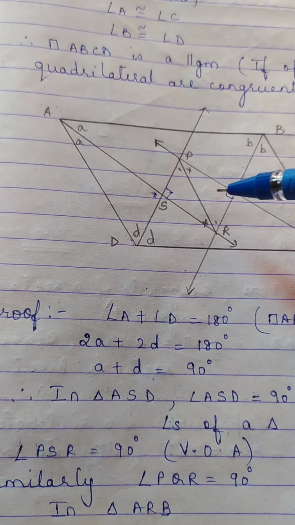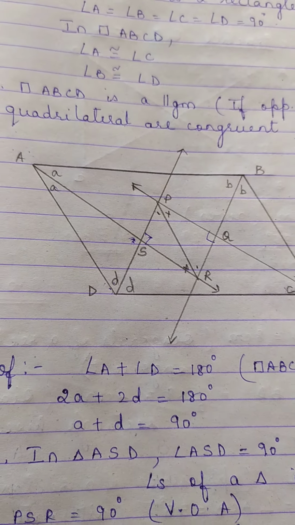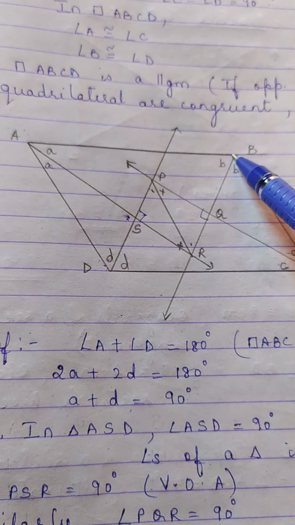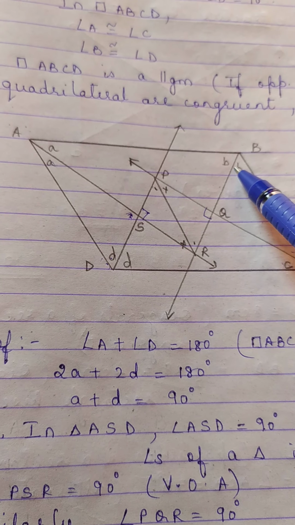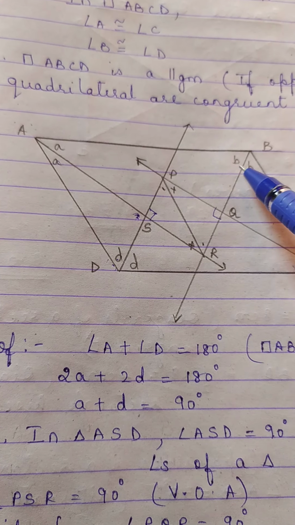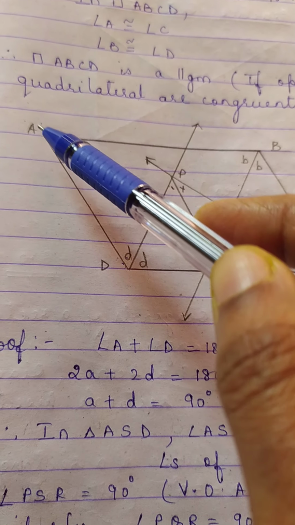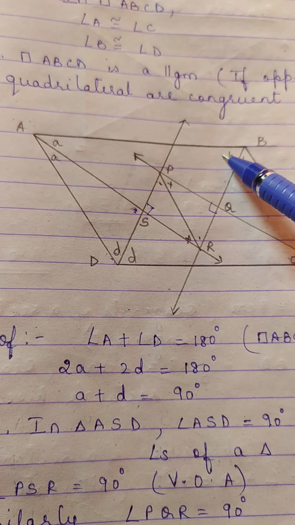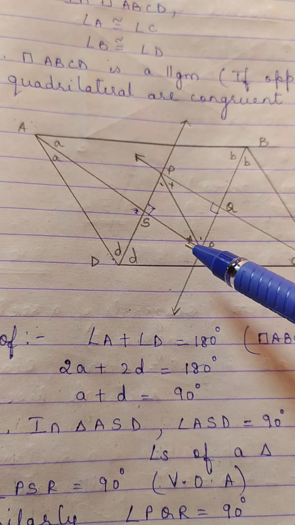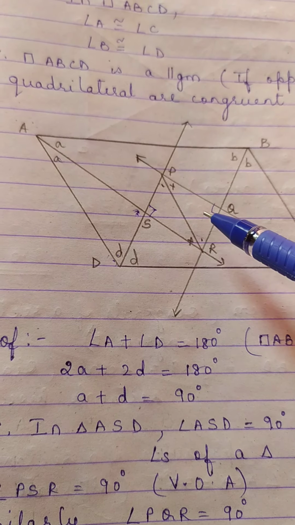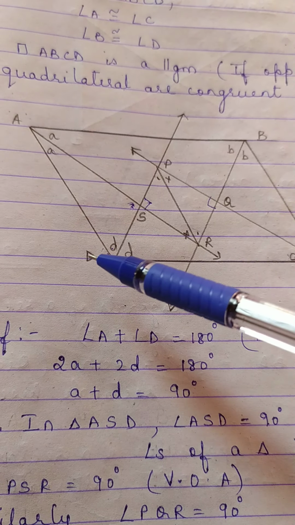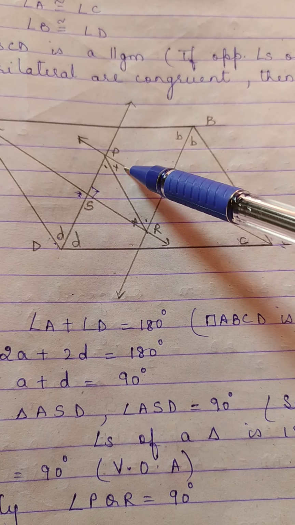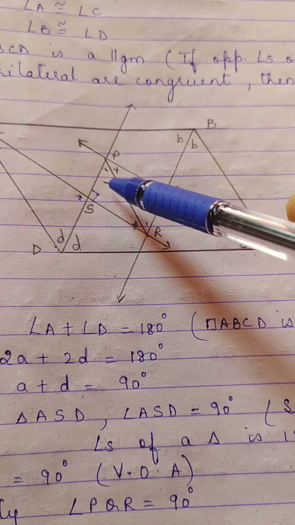Okay. Next, what we have to do, same reason. Now consider angle A and angle B. Again, these are adjacent angles of a parallelogram. They are supplementary. 2A plus 2B is 180. Therefore, A plus B is 90. Now take this triangle ARB. So in triangle ARB, A plus B is 90 means angle R is 90. Same method, triangle DPC. Angle P will be 90 because D plus C is 90.